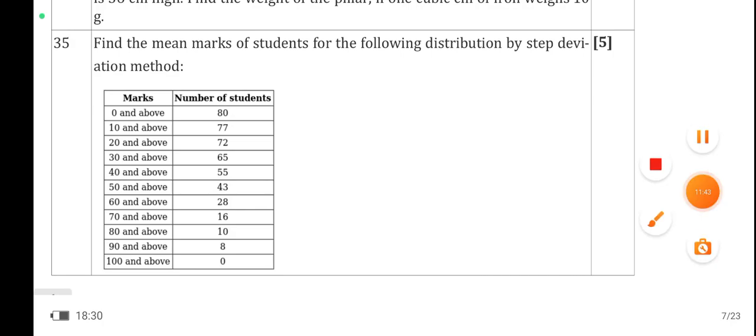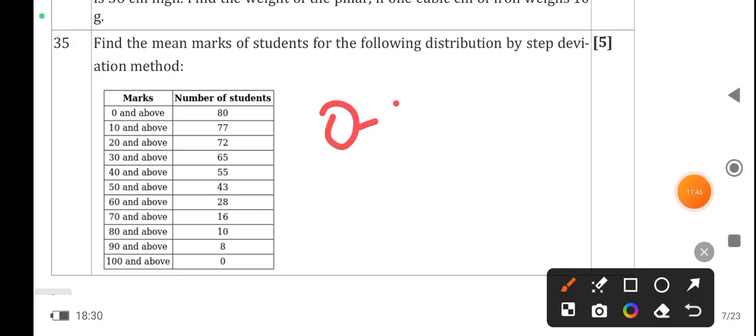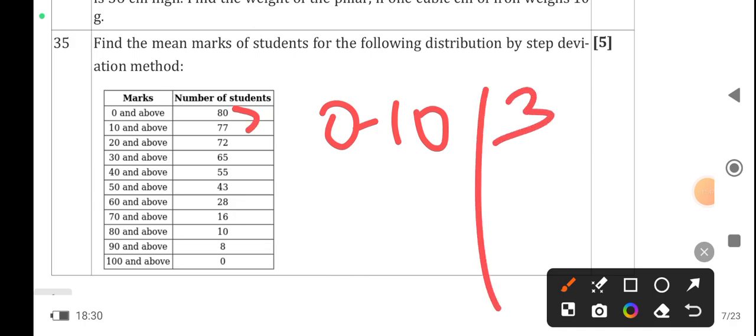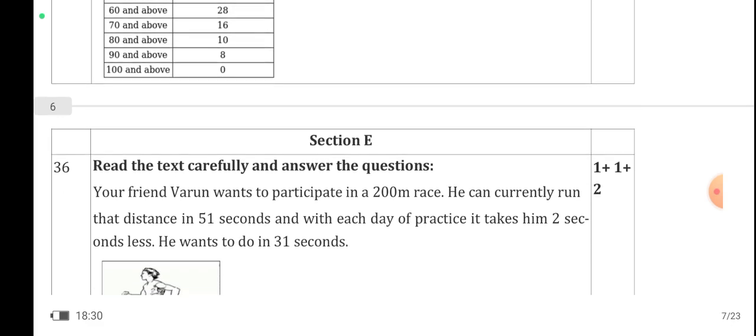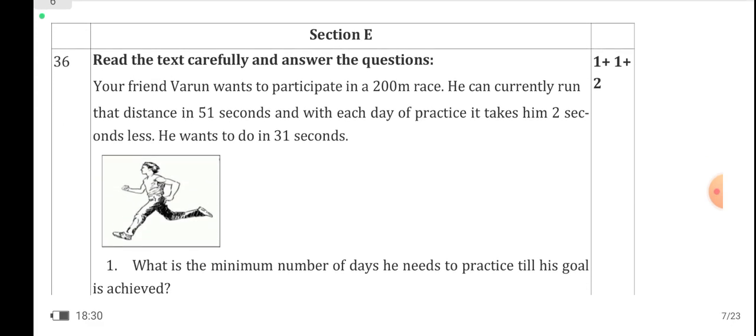How to convert? When you have 0 to 10, 80 and 77, you have to subtract it and get 3. Then 10 to 20, 77 and 2, you should subtract it and you have to get it as 5. Like that, and find the mean by step deviation method very clearly.